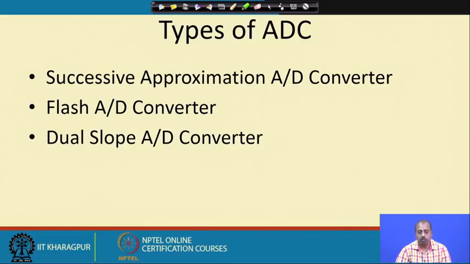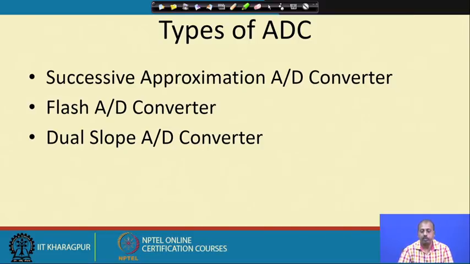So next we will be looking at different types of ADCs that are available. Of course, this list is not exhaustive. In fact, analog to digital converter design by itself is a research area. Today you can find lots of research papers on analog to digital converters. But the purpose of this course is to understand the basic analog to digital converter designs. So, we will be looking into three alternative designs. One is known as successive approximation AD converter, another is flash type AD converter, another is dual slope AD converter.